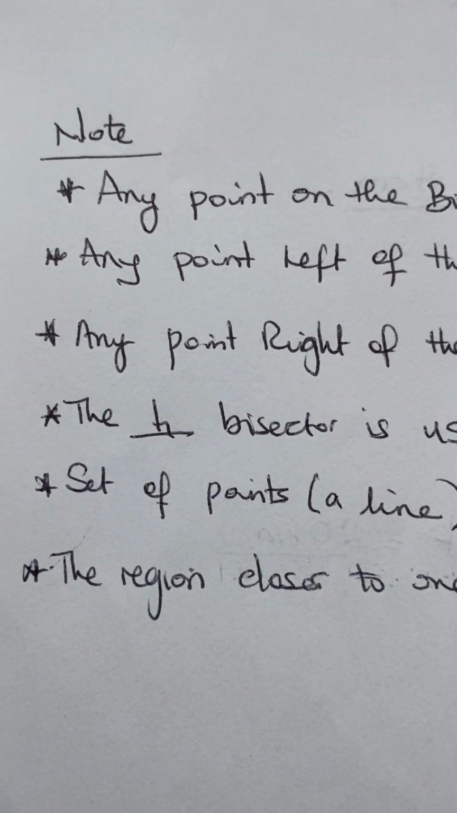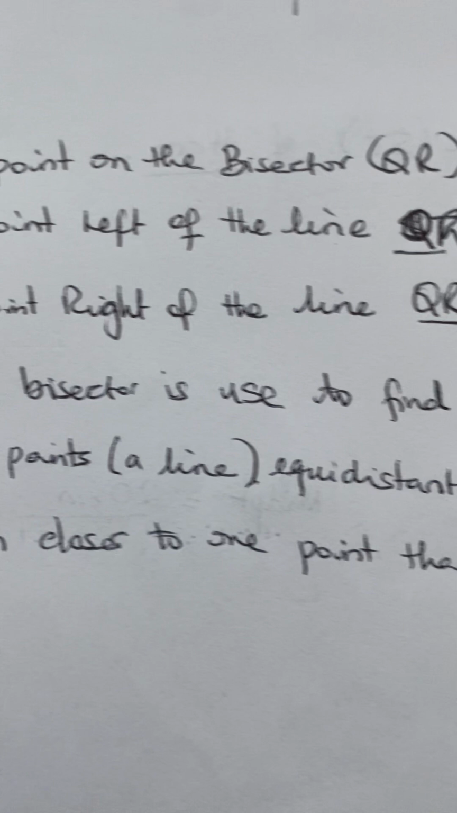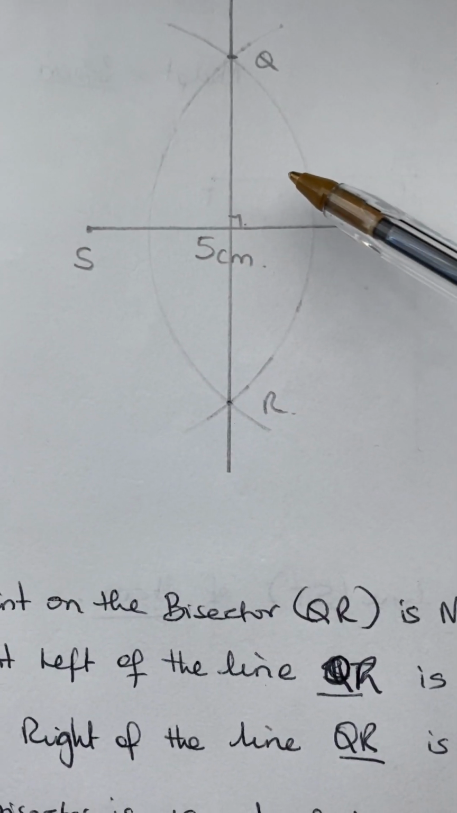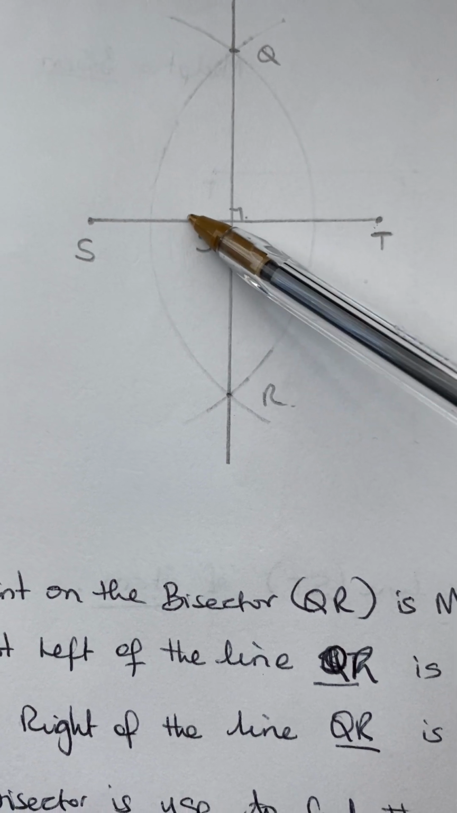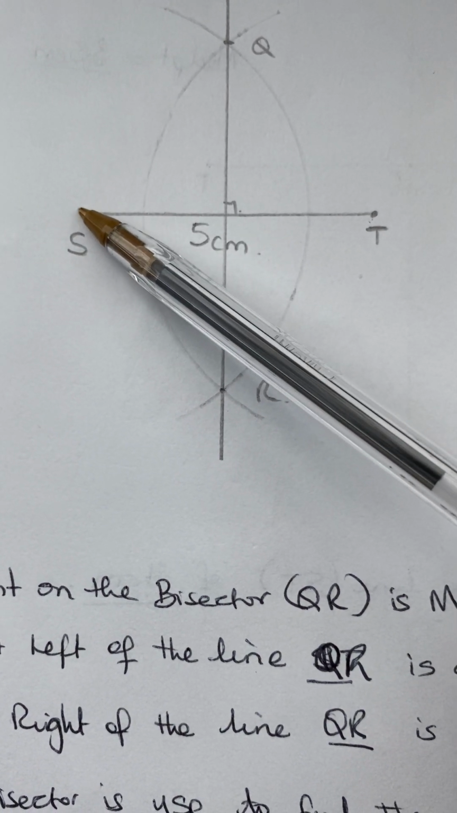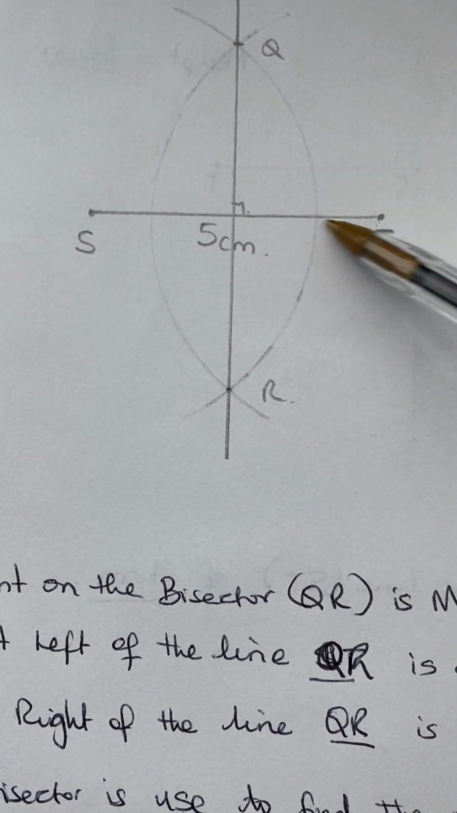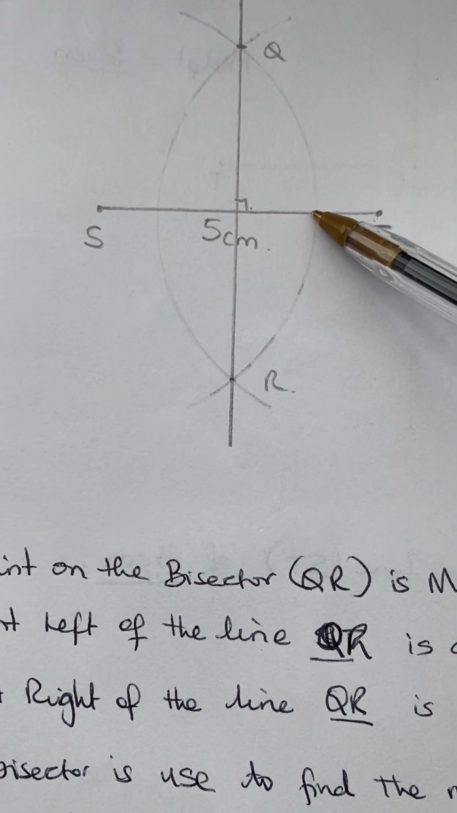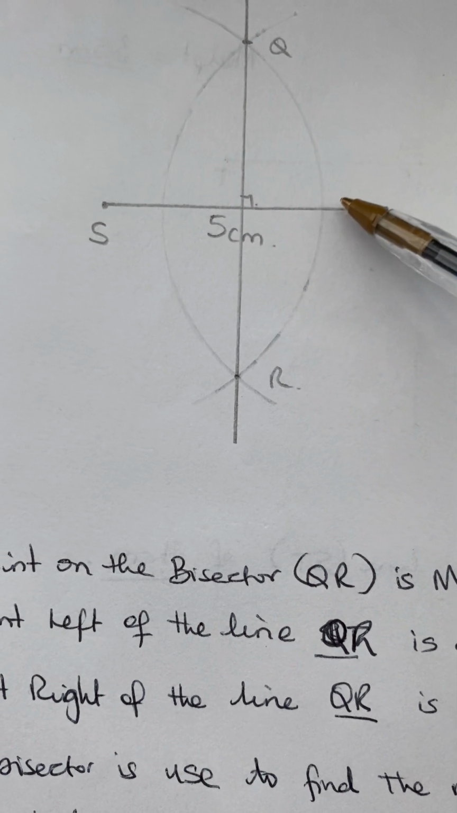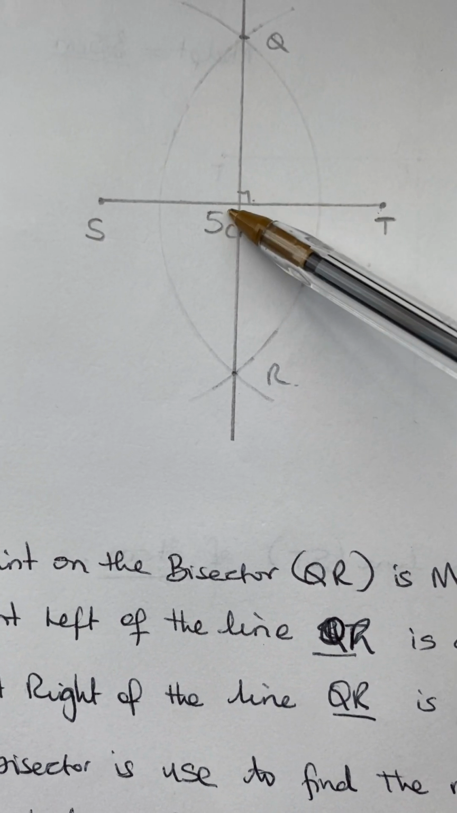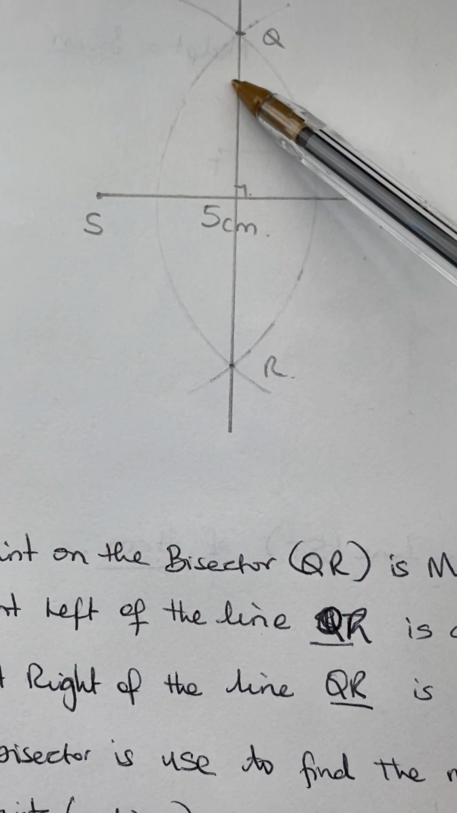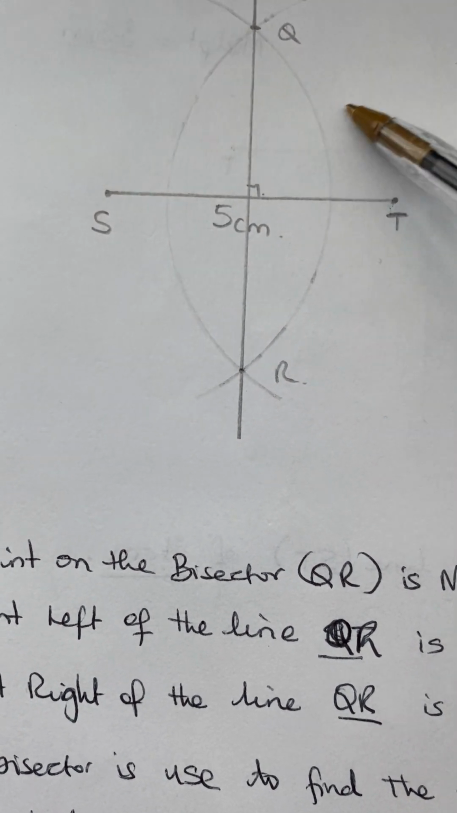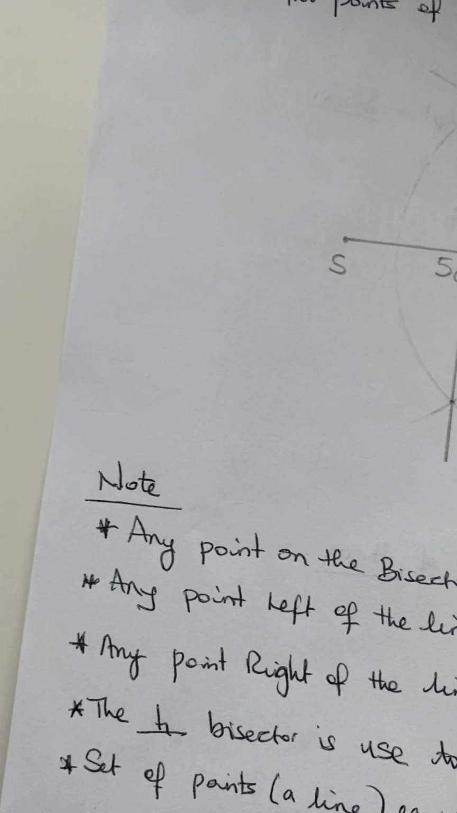The perpendicular bisector is the set of points, a line, equidistant from two points. So as you can see, all these points are an equal distance from the line. If you take this point and that point, they have equal distance from the line here. If you take that point and this point, they also have equal distance.